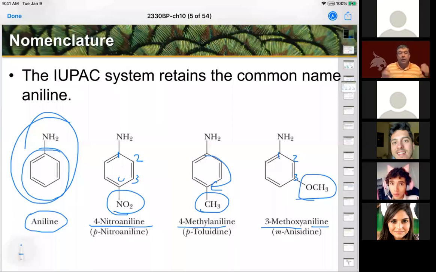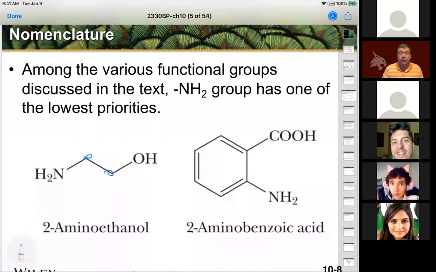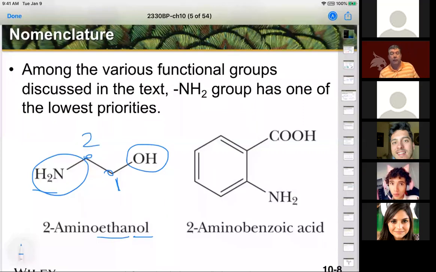Because the amine is one of the lowest functionality groups, it's typically used as a substituent. In the case of this simple one right here, we have 2 carbons, so that's ethyl. Alcohol is higher priority than the amine, so we name it for the alcohol: ethanol. Our amine is our substituent, and since we're naming it for the alcohol, we number it 1, 2. We have 2-aminoethanol.